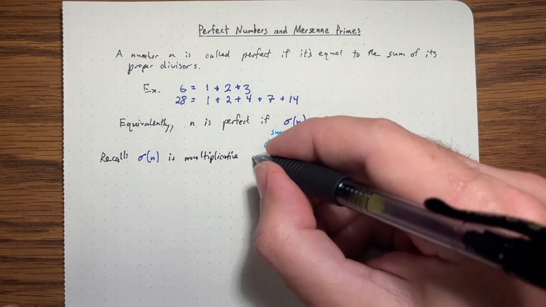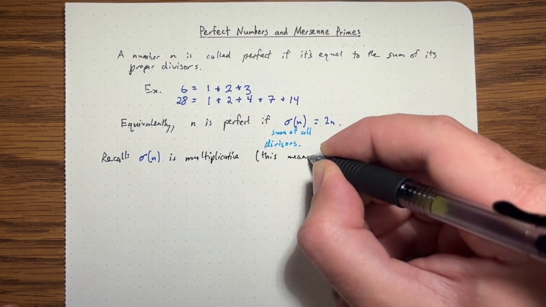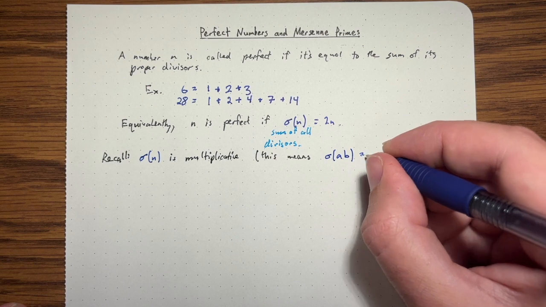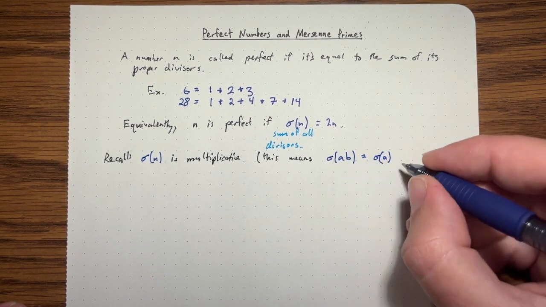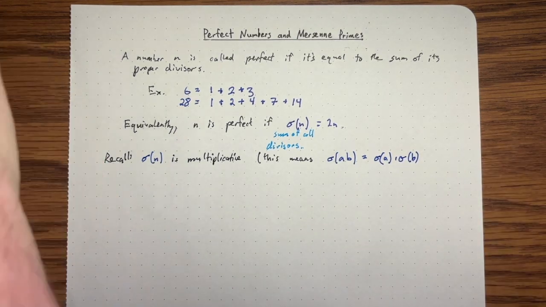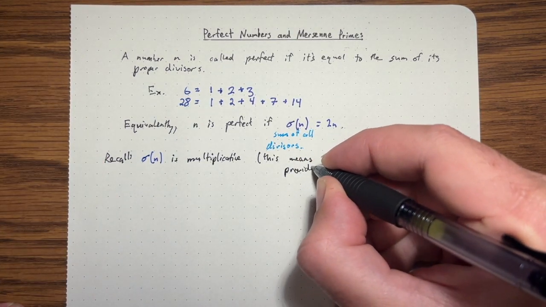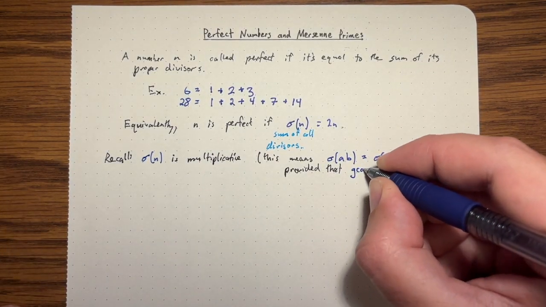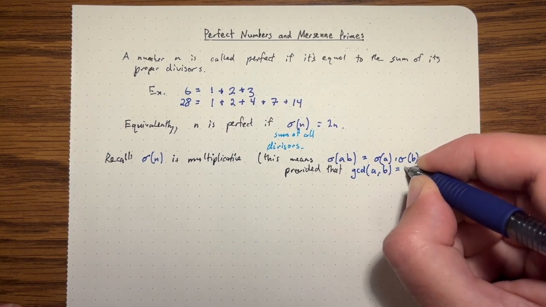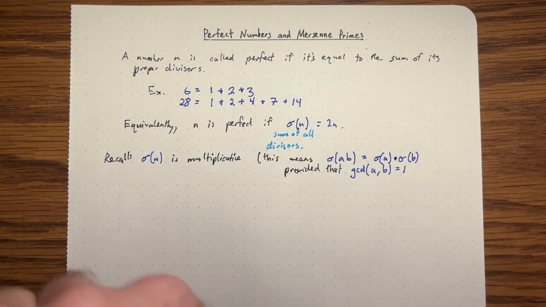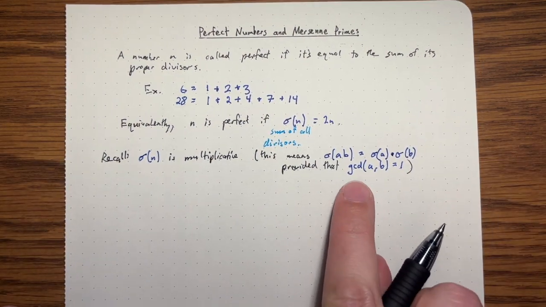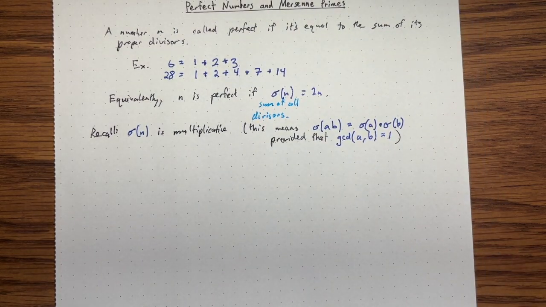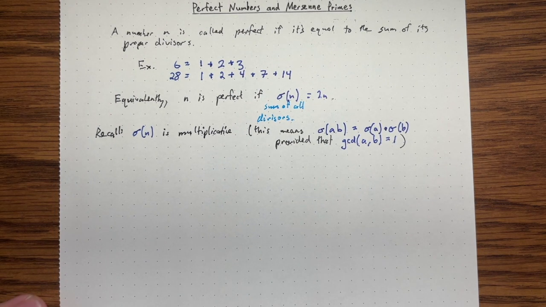So sigma of n is called multiplicative, and what that means is that sigma of a product, you can calculate it by doing sigma of one part of the product times sigma of the other part of the product, provided that a and b are coprime, so provided that a and b don't have any factors in common. If I don't have this GCD condition but we still satisfy this, then we call it completely multiplicative. But sigma is not completely multiplicative, it's just multiplicative.